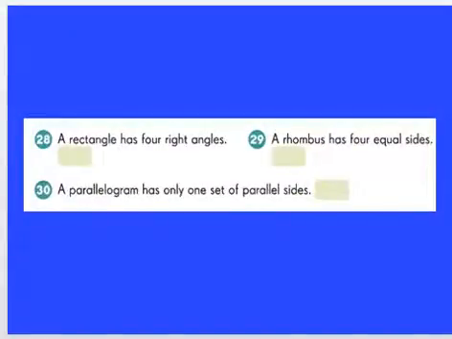All right, try these 3 in your notebook. Press pause. Go ahead. All right. A rectangle has 4 right angles? Yes, it does, for sure. A rhombus has 4 equal sides? Absolutely, it does. A parallelogram has only 1 set of parallel sides? That's totally false. You can't be a parallelogram unless you have 2 pairs of opposite sides.